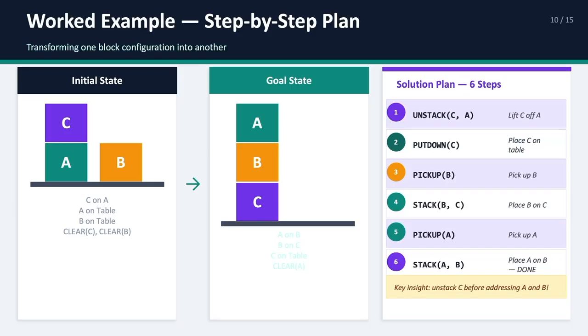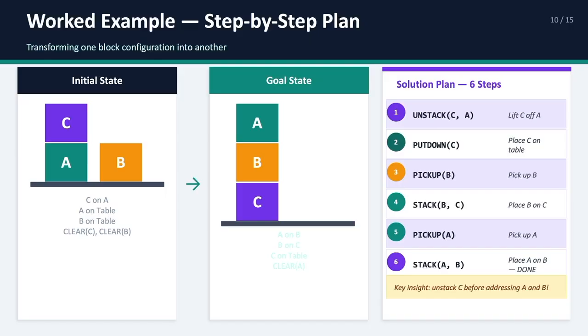Now let's understand this with an example. On the left side we have the initial arrangement, in the center we have the goal arrangement. To move from the start to the goal, we follow these steps. First we unstack C from A, then we put the C on the table and pick B and place it over on C. Then we pick A and then place it over on B. So in total it takes 6 steps to reach the goal.